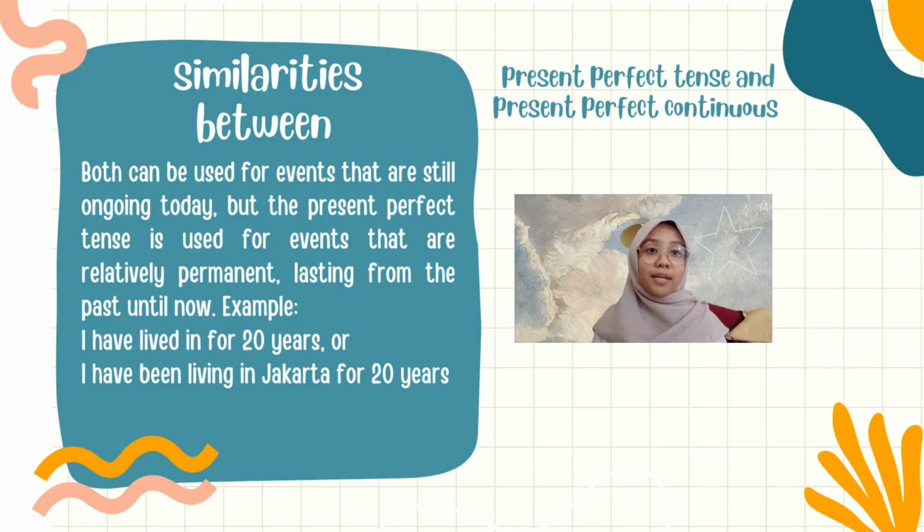Similarities between present perfect tense and present perfect continuous. Both can be used for events that are still ongoing, but the present perfect tense is used for events that are relatively permanent, lasting from the past until now. For example, I have lived in Jakarta for 20 years. That is for present perfect tense. Or I have been living in Jakarta for 20 years for present perfect continuous.